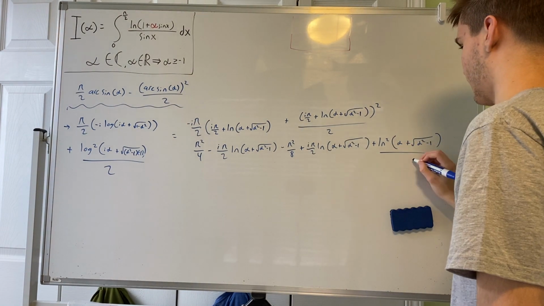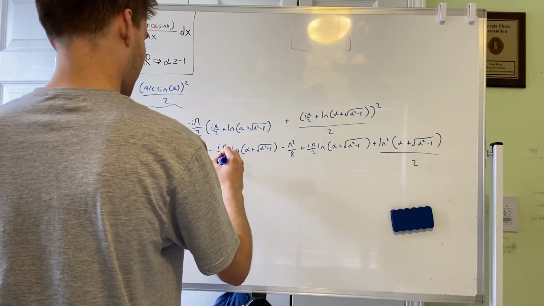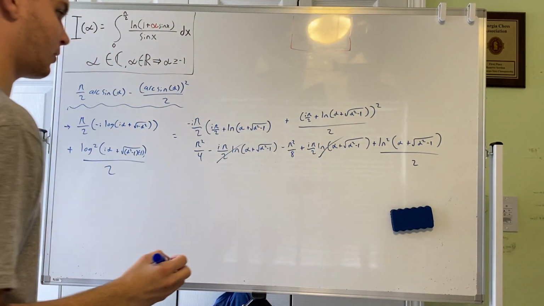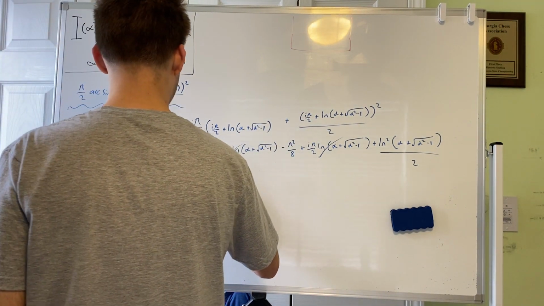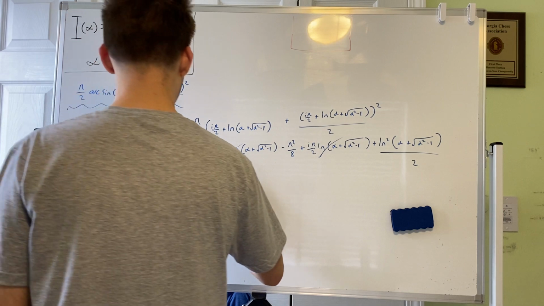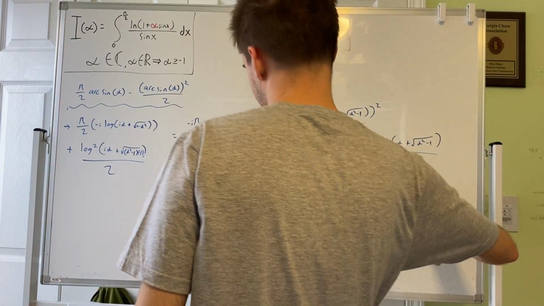Over 2. Okay, great. Now, we notice these two are the exact same, so they cancel. And whoa, look at that, no more imaginary parts. Now let's just put it all together. Pi squared over 4 minus pi squared over 8 is pi squared over 8. Then we have, let me write this a little neater.